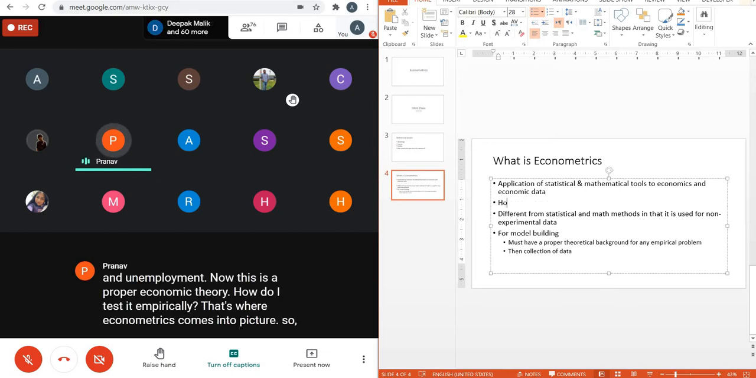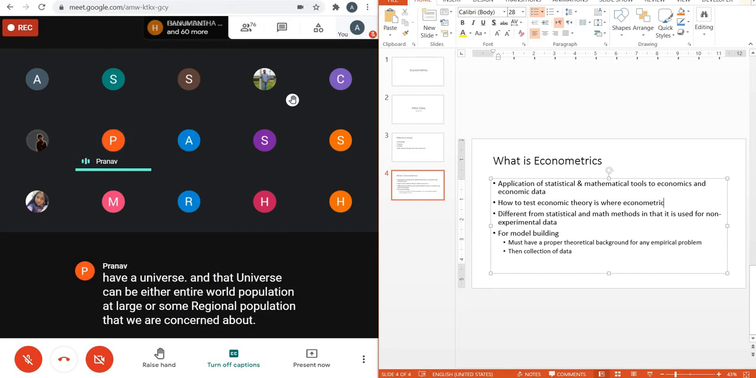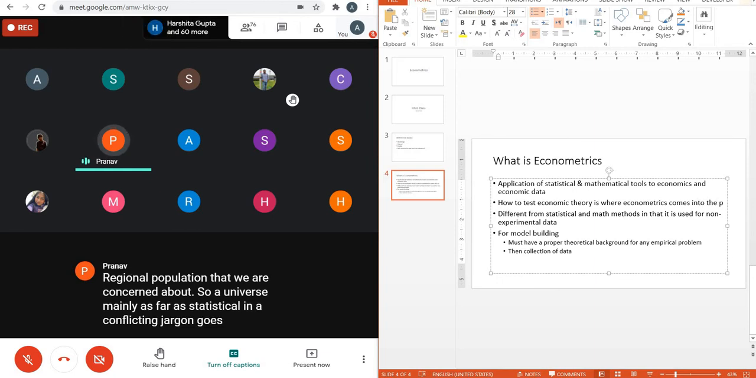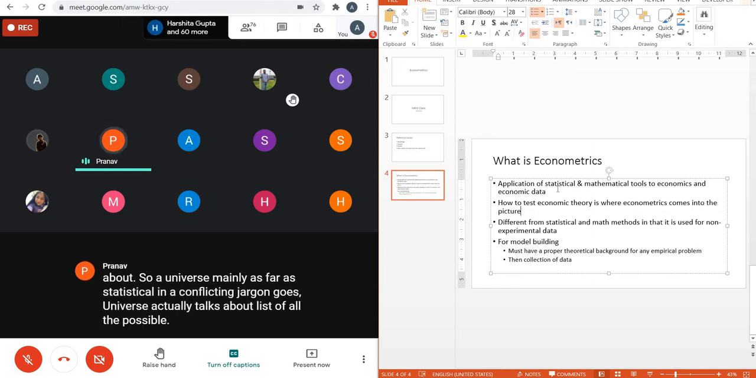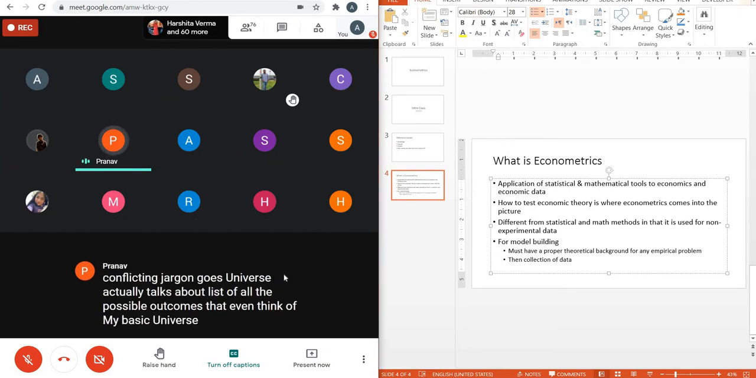Once I have this theory, once I know that this has a certain effect on this variable, I have a universe, and that universe can be either the entire world population at large or some regional population that we are concerned about. As far as statistical and econometric jargon goes, universe talks about the list of all the possible outcomes that you can think of. We have a universe, and in that universe we have built a theory. Let's say the theory is the law of demand: whenever the price of a commodity goes up, what is generally observed is that the quantity demanded of that commodity goes down.